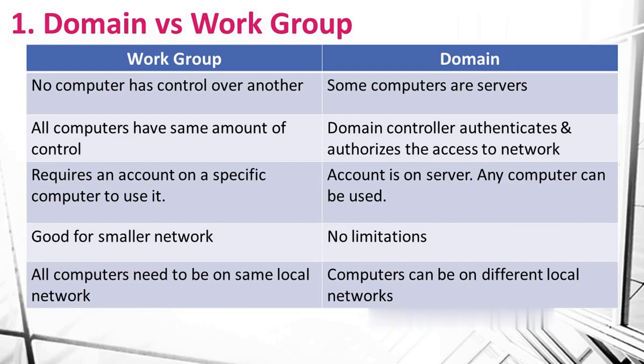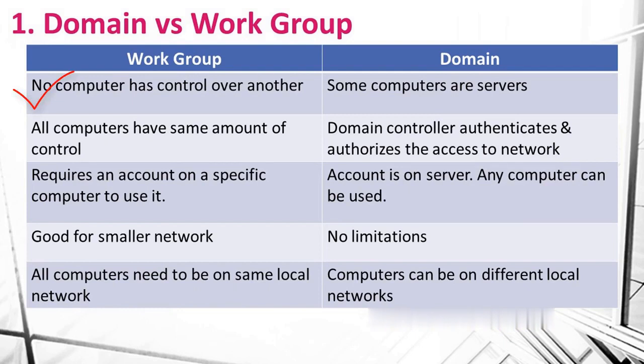To answer this particular question, you can say domain and work group represent different methods for organizing the computers in a network. All Windows computers on a network must be a part of a domain or a work group. The main differences between the two are: number one, in a work group, no computer has control over any other computer. All of them are peers.